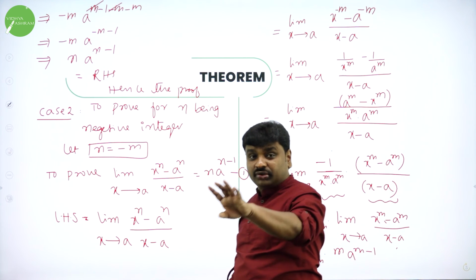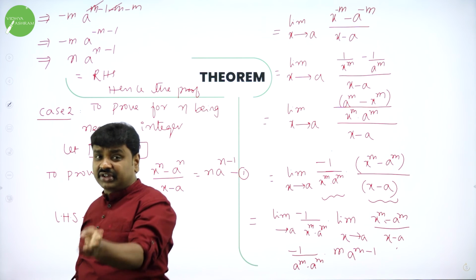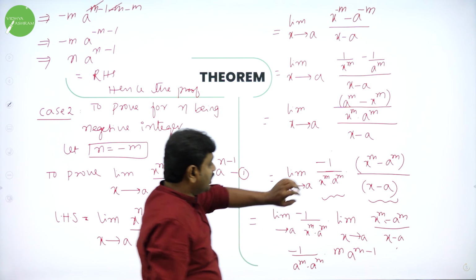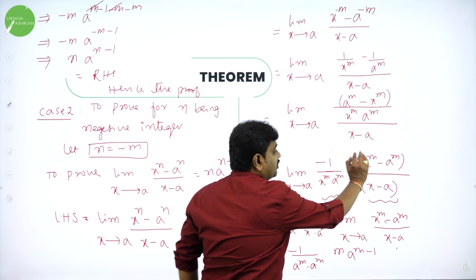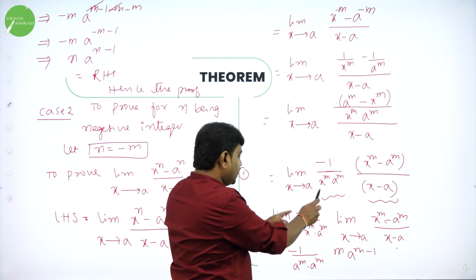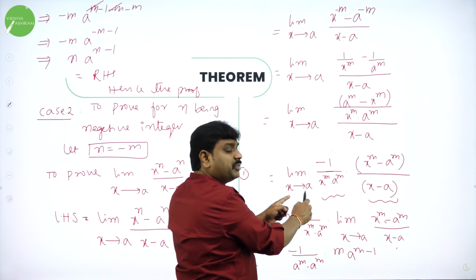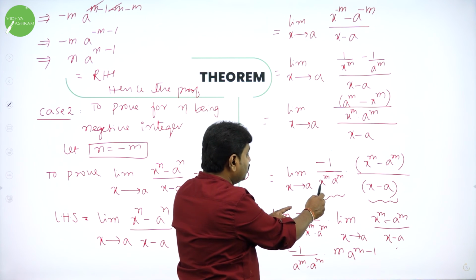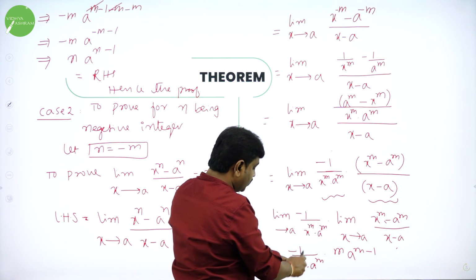We are using a property, algebra of limits. If limit of f of x into g of x, you can apply the limit separately for f of x and separately for g of x. So I will apply the limit separately for this, then separately for this. Here, directly in the place of x put a. What is meant by limit x tends to a? In the place of x put a. So this will become a power m.